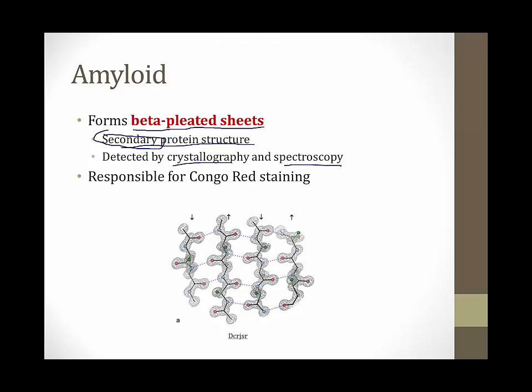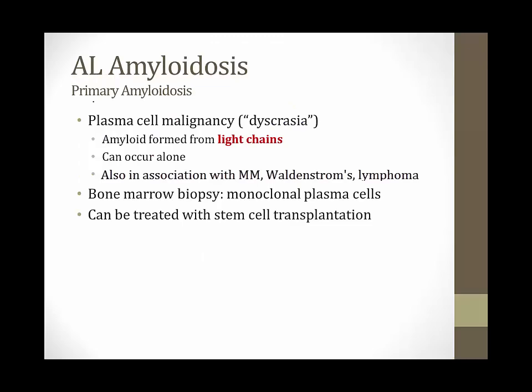But no matter which of the many types of proteins come together to form an amyloid collection of proteins, what makes them into an amyloid collection is the fact that they form these beta-pleated sheets. And it is these beta-pleated sheets that are responsible for the Congo red staining that will turn apple green under polarized light.